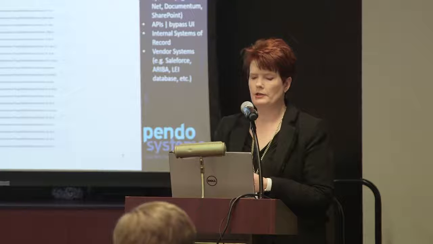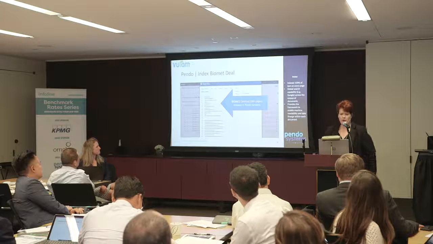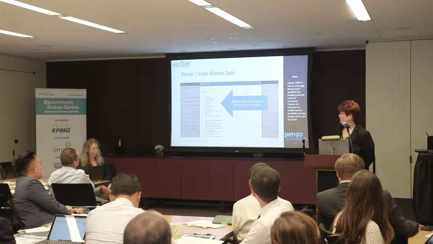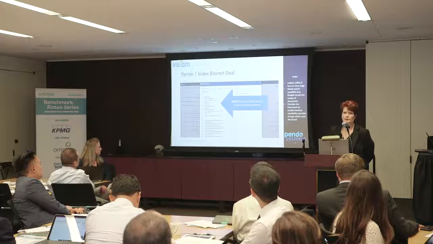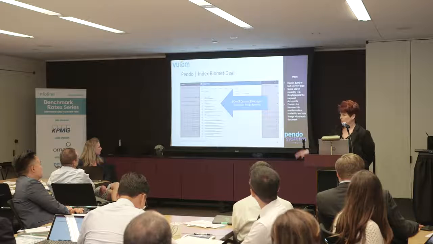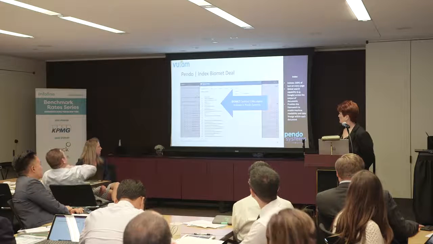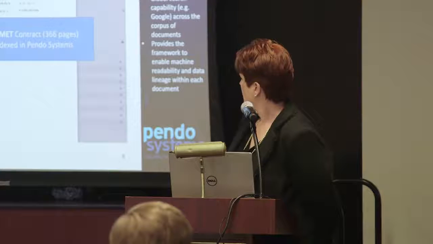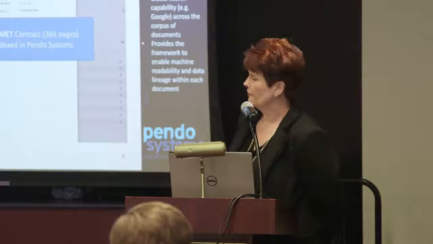Start to bring the information into Pendo. So now here's the Biomet deal in Pendo. Pendo strips out the unnecessary formatting. It gets rid of the images that you just don't need, and you just stick with the facts. Now you drop a grid down the left-hand side. So it's starting to look a little bit like Excel. We're starting to structure it. And here's Biomet. It's 366 pages.